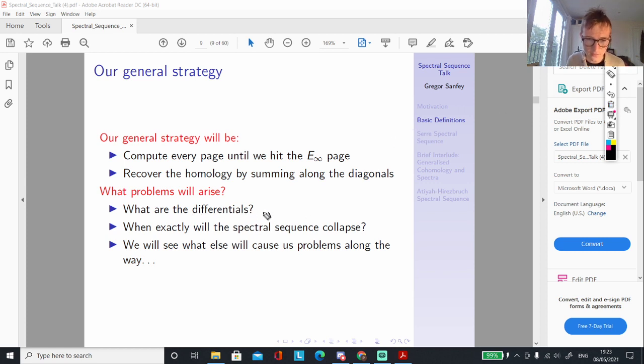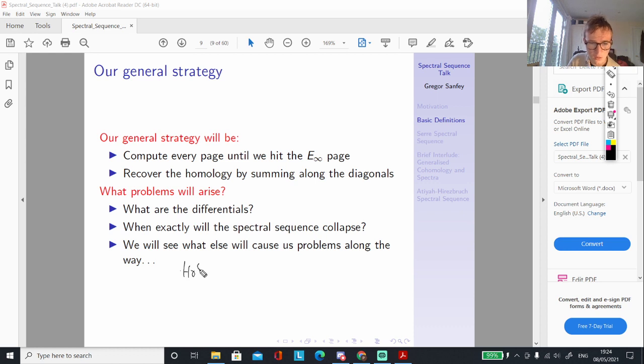These two are very related. When exactly will the spectral sequence collapse? And one that I forgot to add, but it's really important, and we don't cover in this. I'm not going to cover it in this talk, because I'm more focused on talking about why these are useful, not about how we build them up.